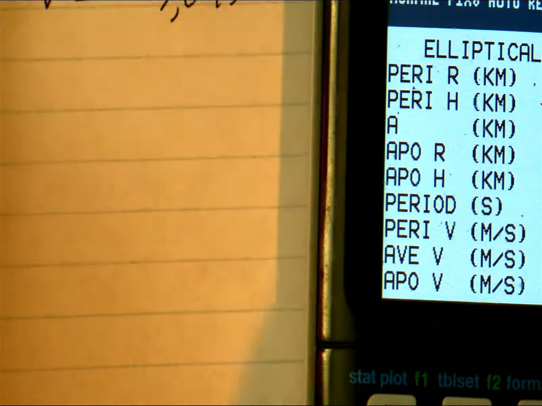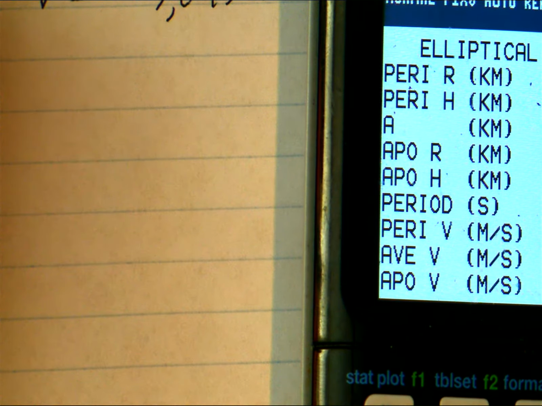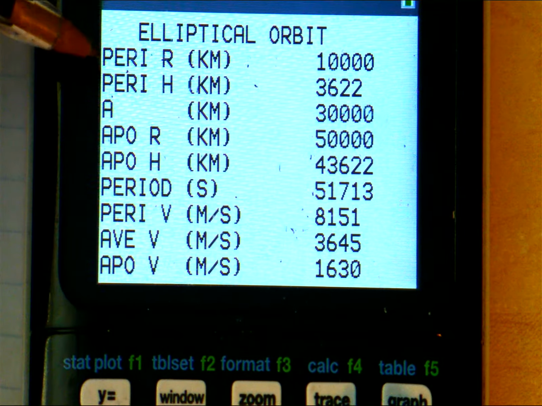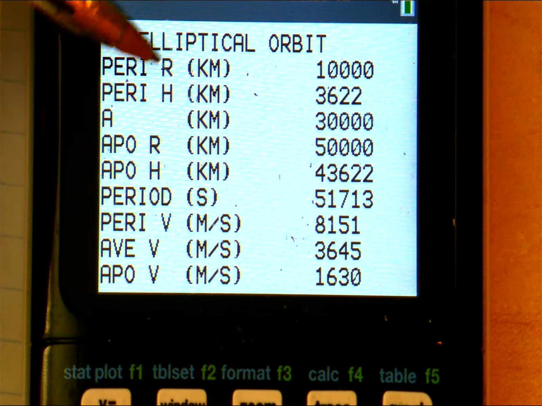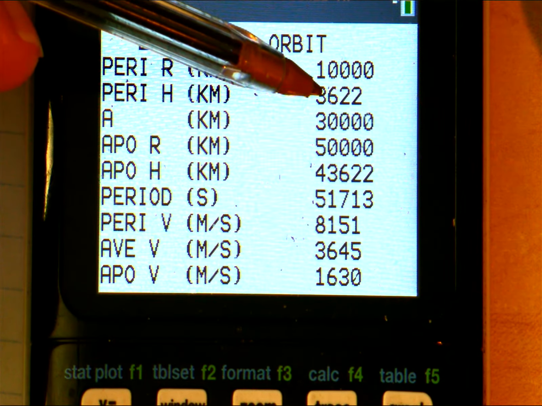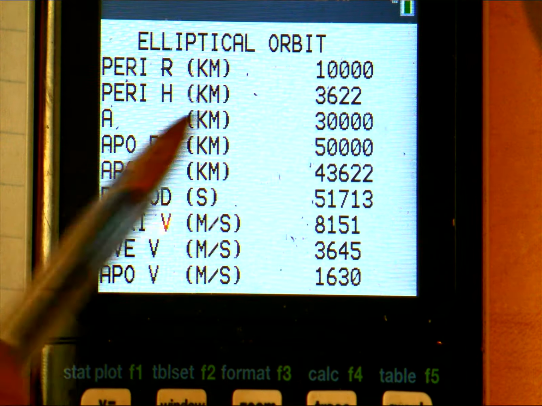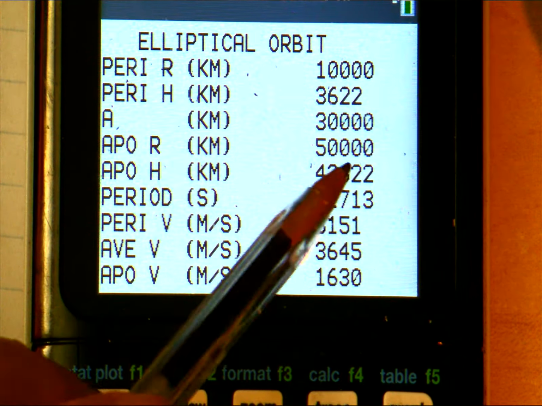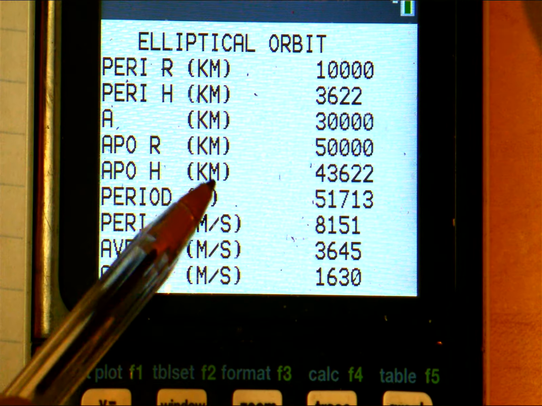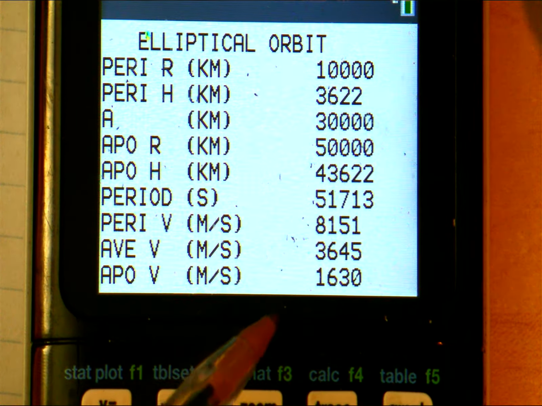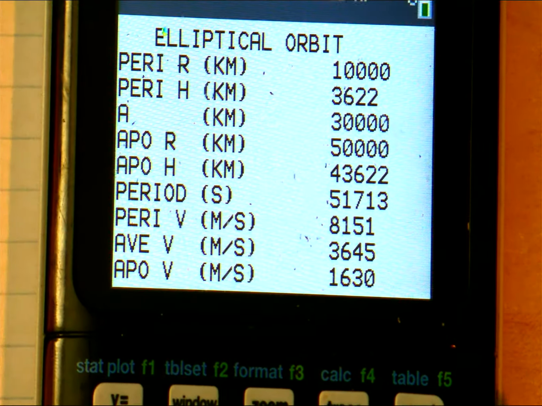You would say in this elliptical orbit, the semi-major axis. So what does all this say? Here's my periapsis radius, my periapsis altitude above the surface of the Earth. My semi-major axis is 30,000 kilometers. My apoapsis radius is 50,000 kilometers. My apoapsis altitude is the radius minus the radius of the Earth, 42,622 kilometers. And there's the period.